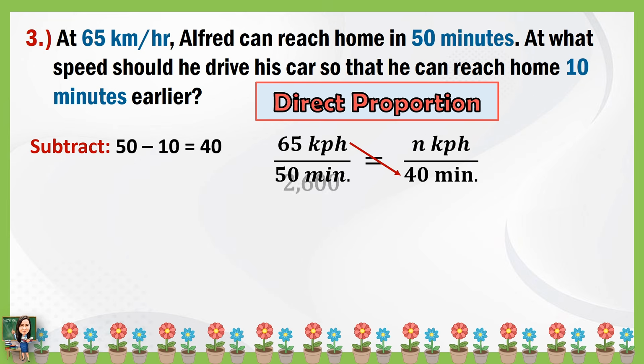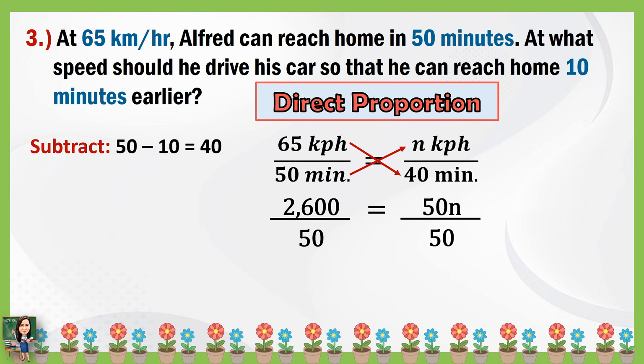65 times 40 equals 2,600. And 50 times n equals 50n. Divide them by 50. 2,600 divided by 50 equals 52 km per hour. 50n divided by 50 equals n. Therefore, the value of n is 52 km per hour. So, he should drive his car 52 km per hour to reach home 10 minutes earlier.